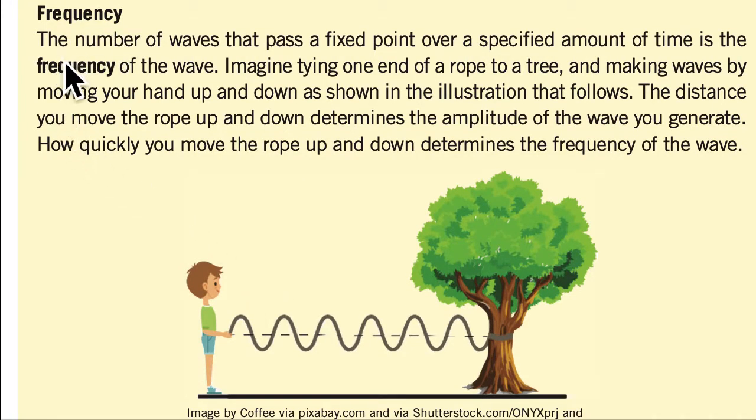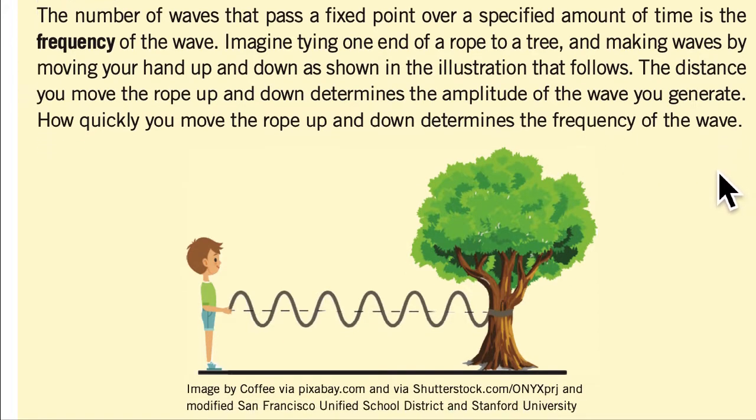Frequency. The number of waves that pass a fixed point over a specified amount of time is the frequency of the wave. Imagine tying one end of a rope to a tree and making waves by moving your hand up and down as shown in the illustration that follows. The distance you move the rope up and down determines the amplitude of the wave you generate. How quickly you move the rope up and down determines the frequency of the wave.